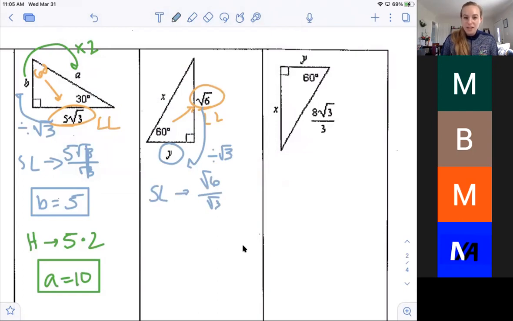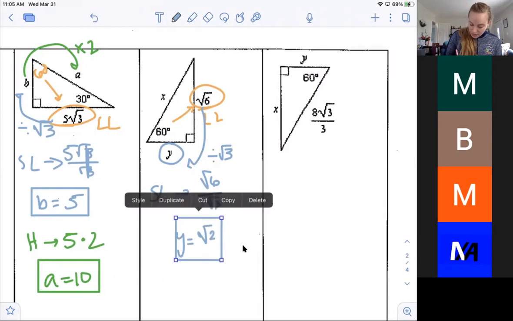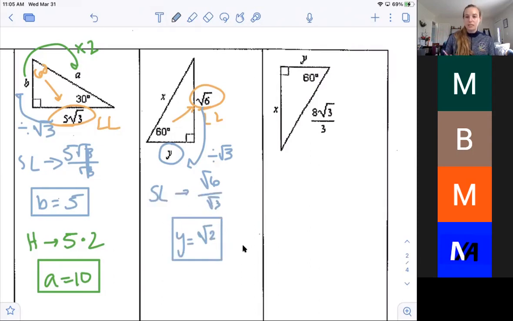Now you could rationalize these, but it's actually easier to just divide 6 and 3 and keep the radical with you. So when you have two radicals being divided by each other, you can just divide them and make sure that the radical stays. 6 divided by 3 is 2, so radical 2 is my answer for y. If you want to rationalize or you don't understand algebraically how that works, just see me outside of class for the sake of time.